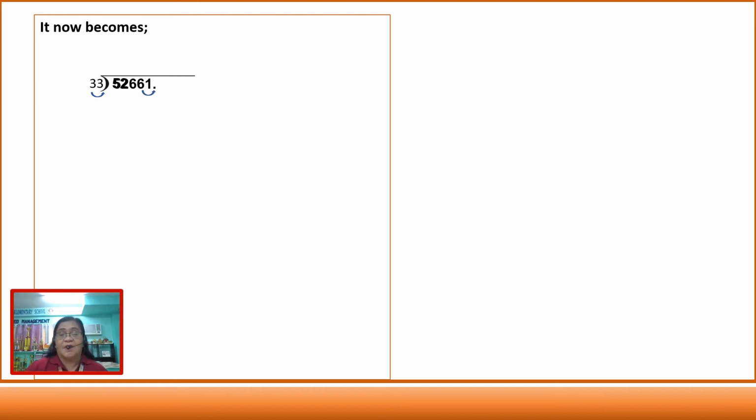52,661 divided by 33. To begin with, 52 divided by 33 is equal to 1. 1 times 33 is equal to 33. 52 minus 33 is equal to 19. 19 divided by 33 is... correct, cannot be. Why? Very good. Because 19 is smaller than 33. So, bring down 6.